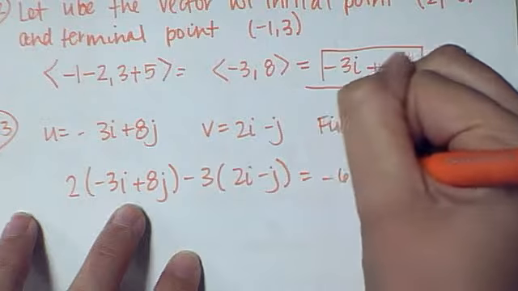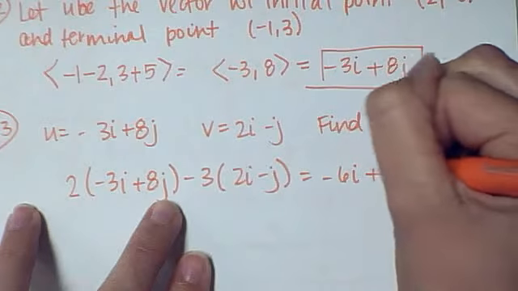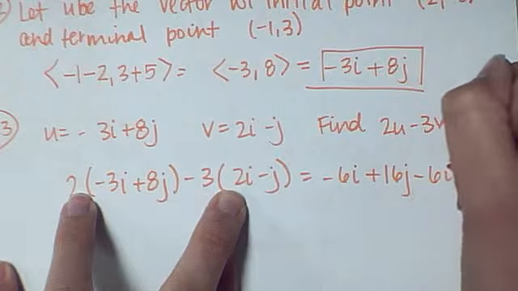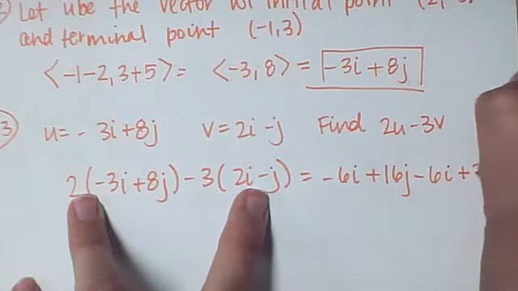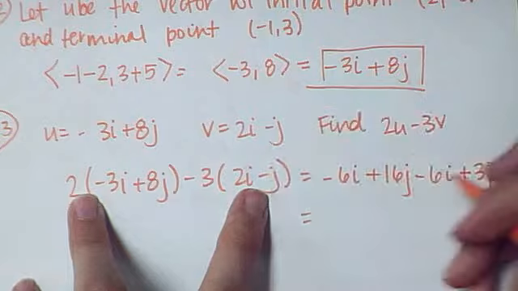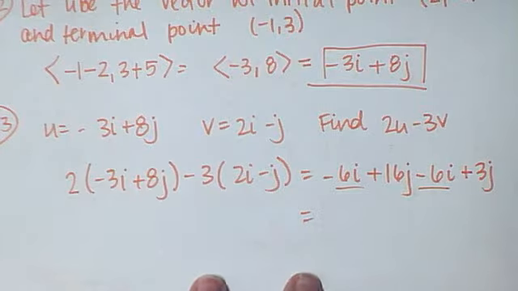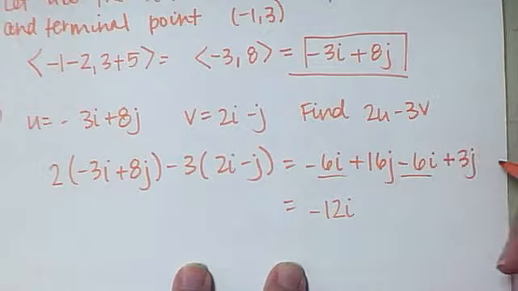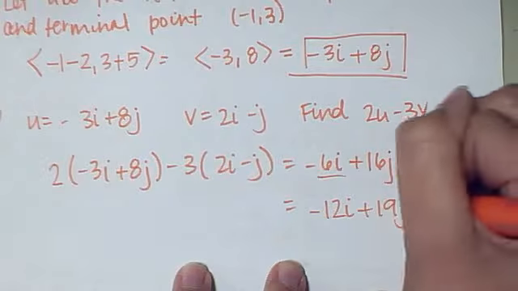2 times -3 is -6i. 2 times 8 is 16j. Minus 3 times 2 is -6i. And minus a minus becomes a plus 3j. I have my i's in common, so I have -6i and -6i, which makes -12i. And then 16j and 3j makes 19j.